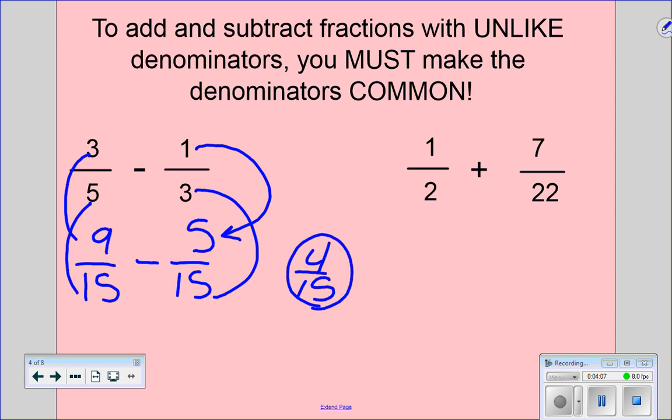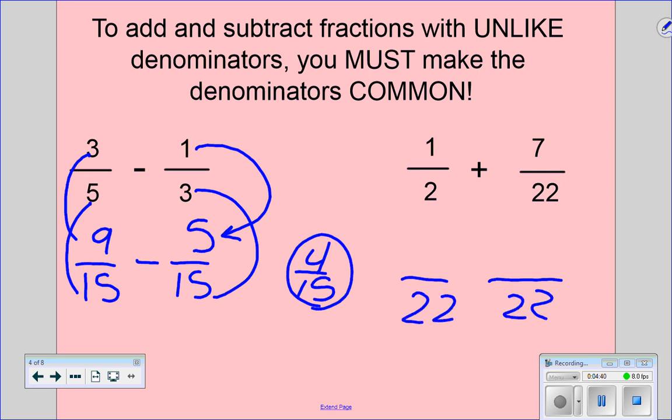Alright, so what am I going to use for a denominator over here on this side? I have 2 and 22. What do you think, Haley? Not 11, but I know what you mean. What are we going to use for the denominator? What's going to be our bottom number? What can our bottom number be? Yeah? 22. Now, keep watching.